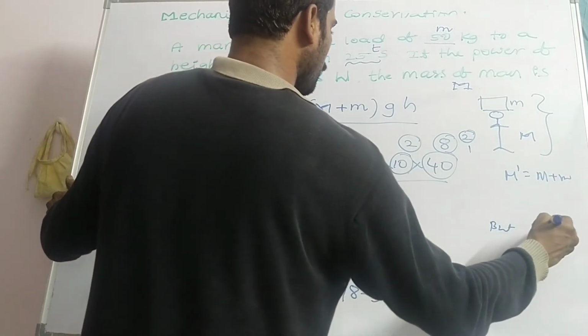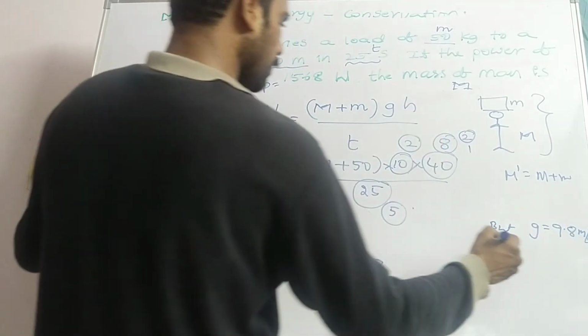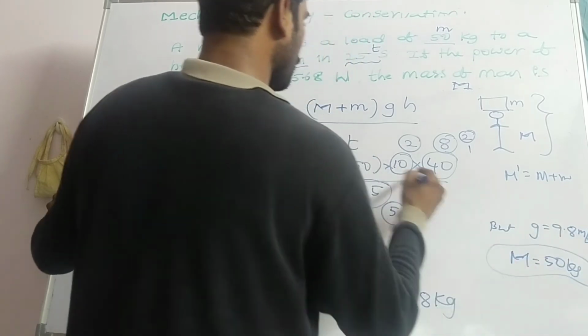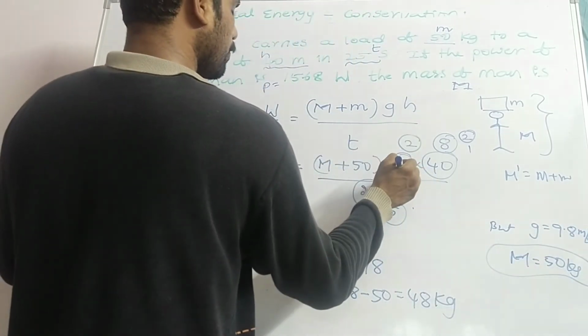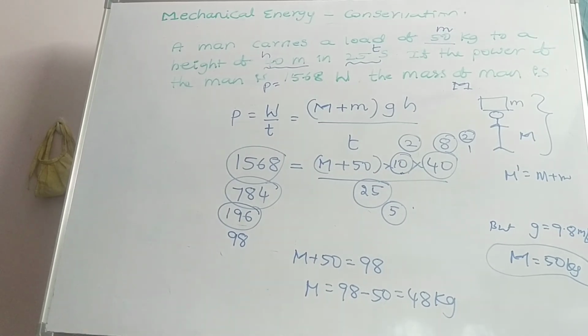But we have to take g is equal to 9.8 meter per second square. Then we can obtain the answer will be m is equal to 50 kg. For our convenience, instead of 9.8 I am taking g value as 10. Okay, so mass of the person will be 50 kg.